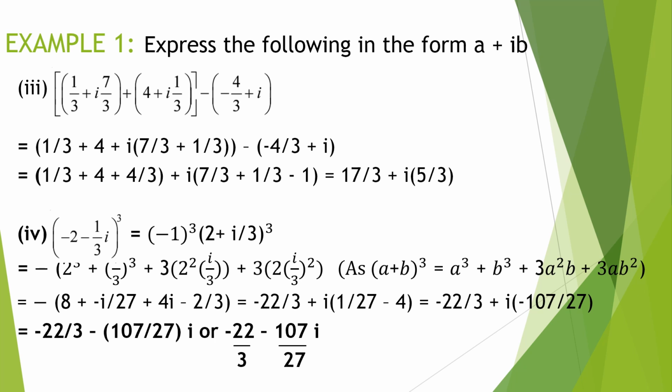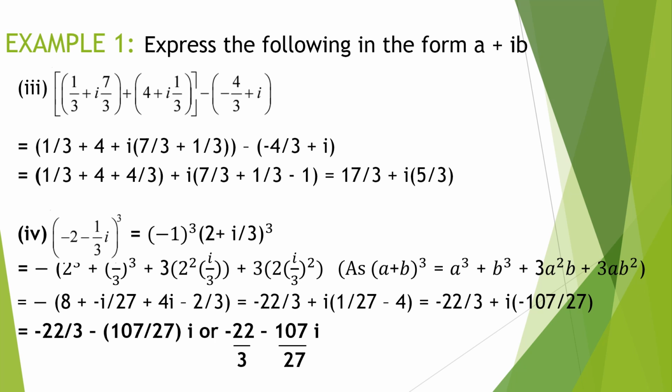Fourth one, (-2 - (1/3)i) whole cube. So first we take out (-1) cube common. So in the bracket it is (2 + i/3) whole cube. Now we have the formula for (a + b) whole cube. It is a cube + b cube + 3a square b + 3ab square. So (2 + i/3) whole cube we try to solve with the help of this formula. First of all, (-1) cube is minus 1.